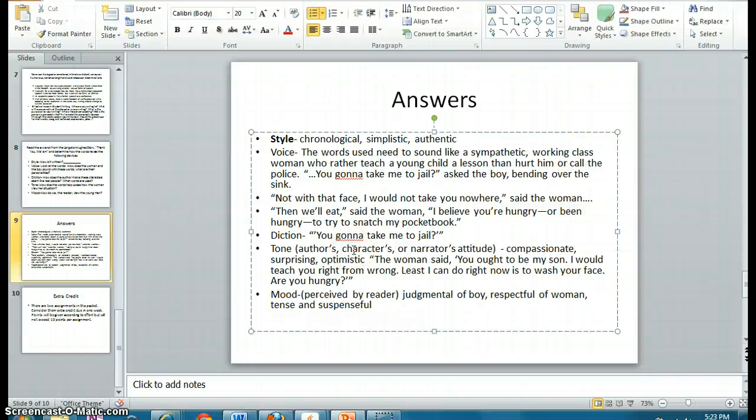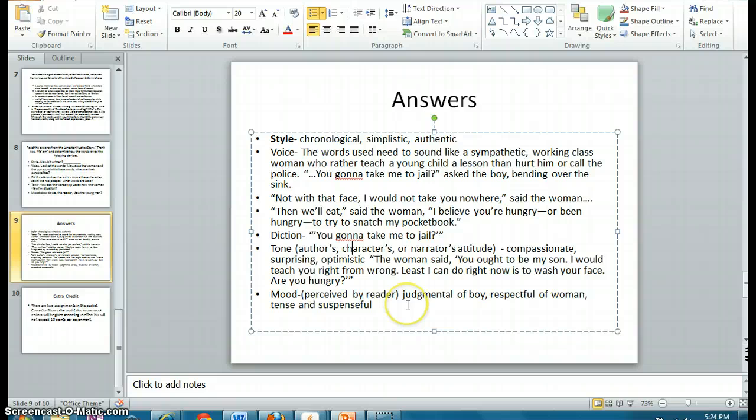So we have compassion for the woman, surprising because we don't expect her to rescue him. Optimistic, she's going to help him out. The woman said, "You ought to be my son. I would teach you right from wrong." Very positive and optimistic attitude towards someone who tried to mug her, take her purse. "Least I can do right now is to wash your face. Are you hungry?" So her tone toward the situation is positive. She's going to make something positive out of it, optimistic.